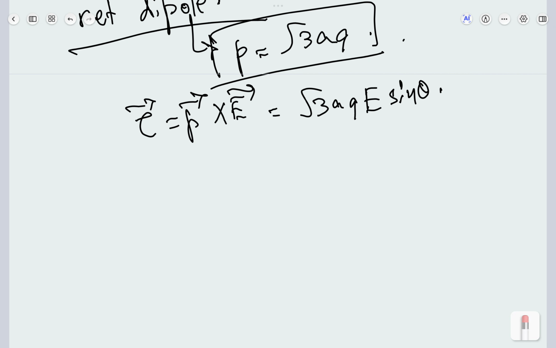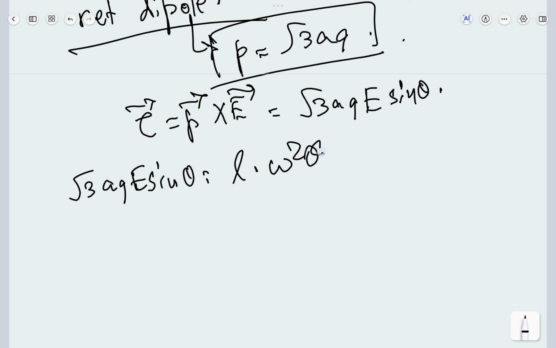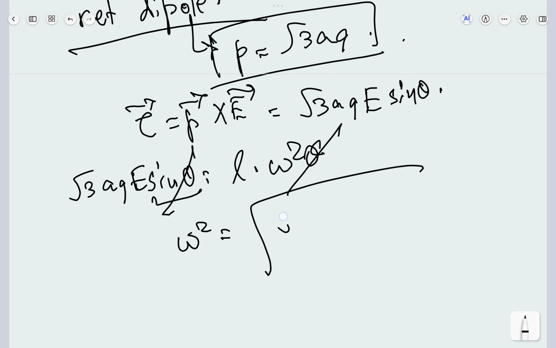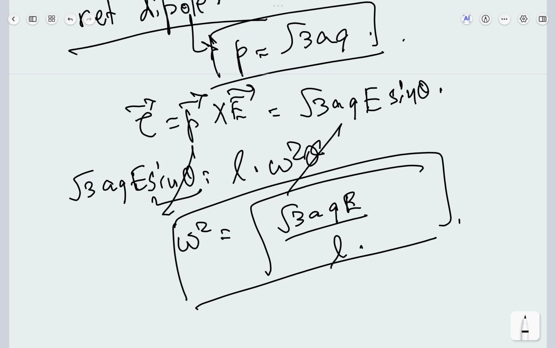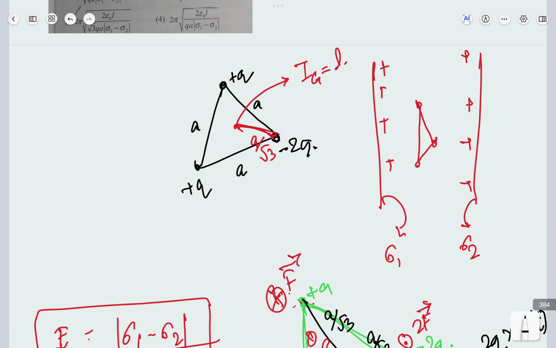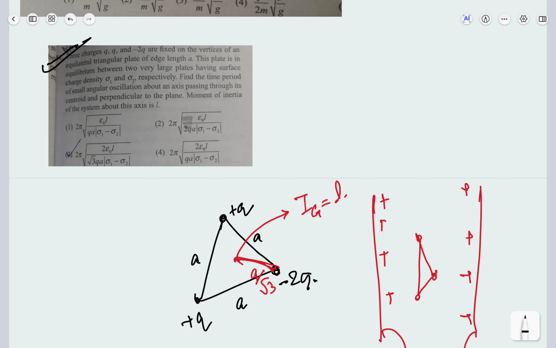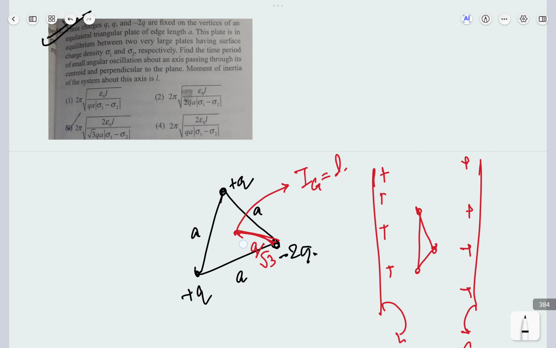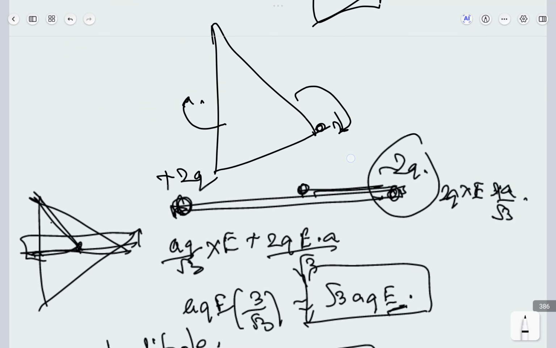And for small oscillations, you can write this as root 3 aqE sine theta equal to I omega square theta, where I is L. And for small rotation, obviously sine theta would be approximately theta, and omega square would be root 3 aqE upon L. But I think I'm missing one thing. Is there supposed to be a factor of 2 or something? I feel so. Oh no, yeah, it's fine.